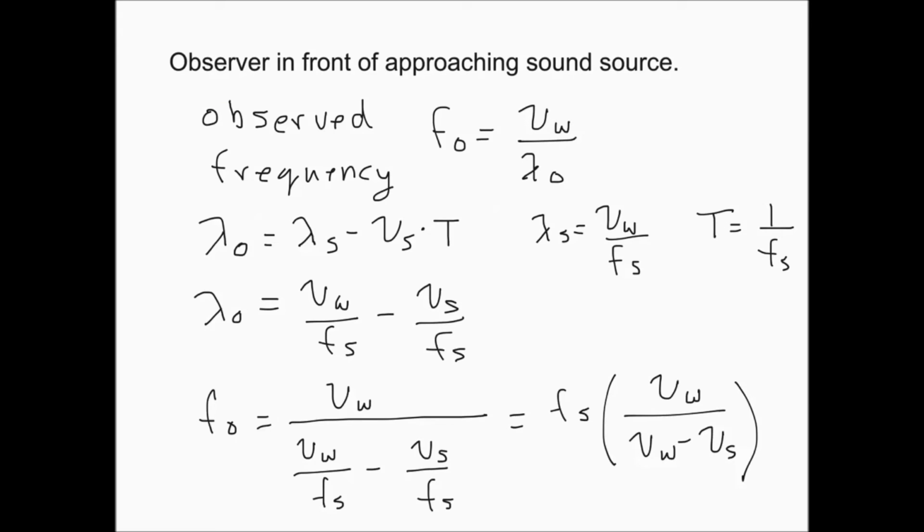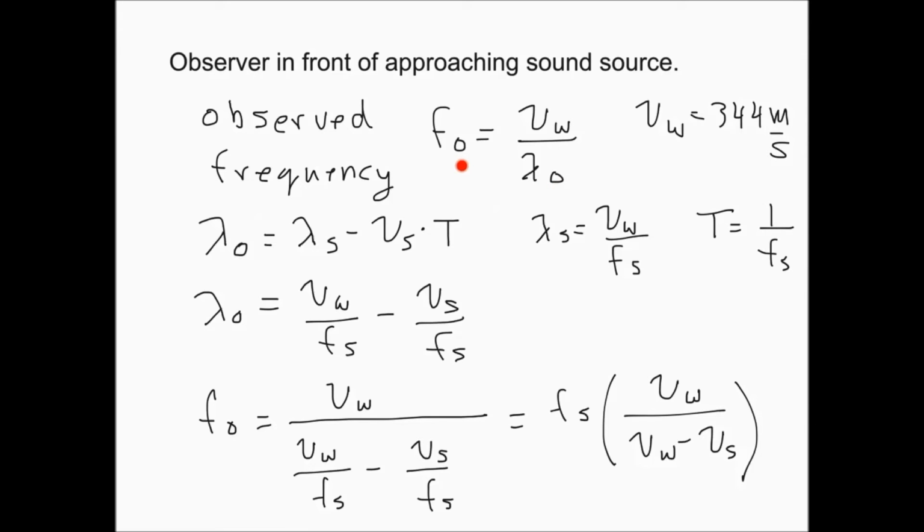So now we're going to look at an observer in front of that approaching sound source. That's somebody standing ahead of the truck, or the fire truck on the previous page. And we're going to look at what their observed frequency is. Now they've got a sound wave approaching them at the speed of sound, and so that's VW, about 344 meters per second, and it has a wavelength of lambda O, whatever that bunched up wavelength is.